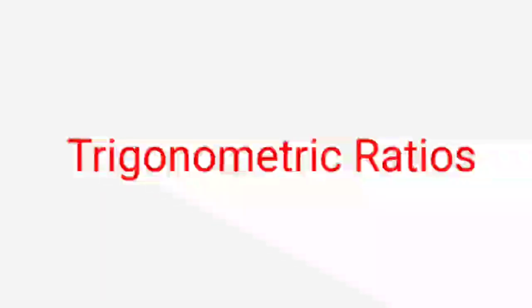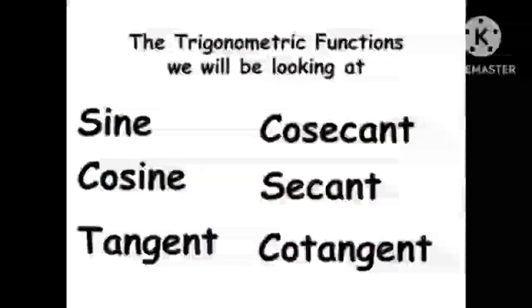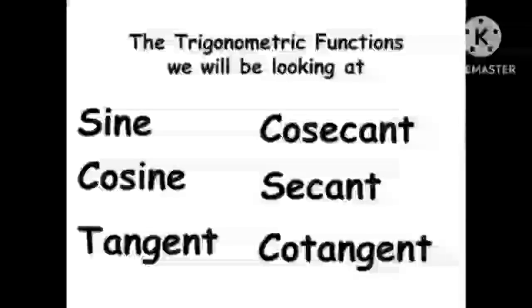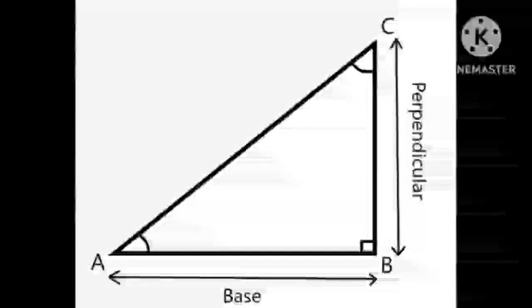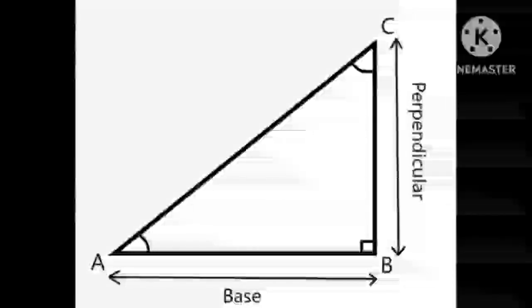Trigonometric ratios. The trigonometric functions we will be looking at are sine, cosine, tangent, cosecant, secant and cotangent. Let us take a right triangle ABC as shown in figure. Here angle CAB is an acute angle.